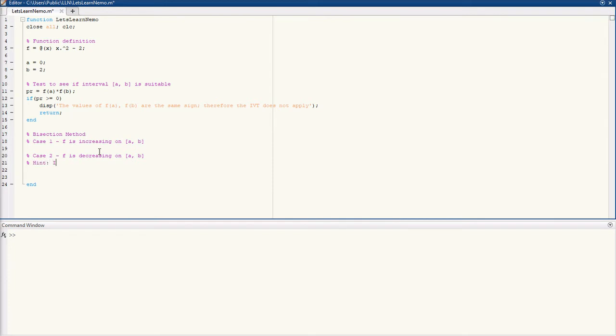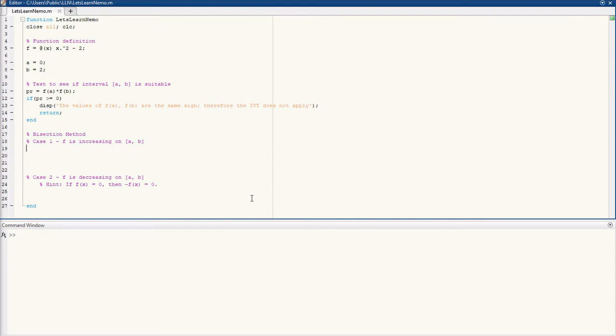Just a hint: if f of x is equal to 0, then negative f of x is equal to 0 as well. So pretty much based on this theorem, I'll leave that to you as an exercise if you want to see if you can update the code I will write to be more general.